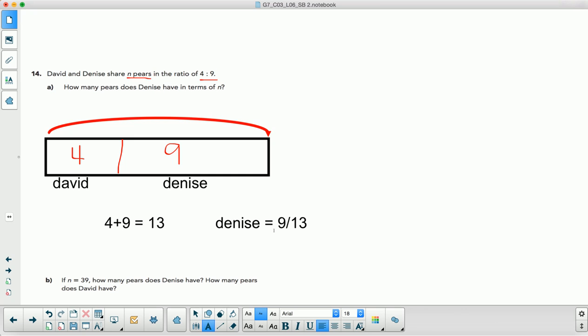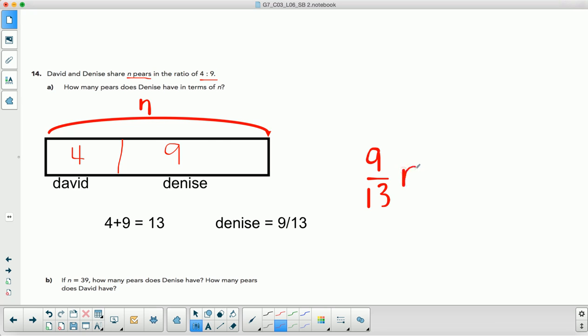To find how many pairs she has, because the whole bar model, we have to remember that it represents n. So this is the total amount of pairs. So in this case, we will write 9 over 13, which represents Denise, times n to represent the number of pairs she has in terms of n.